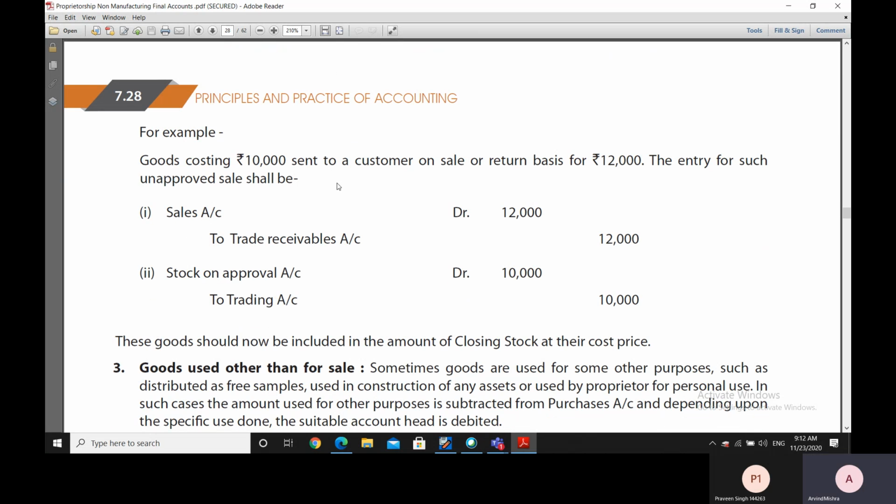if goods costing 10,000 rupees were sent to a customer on sale or return basis for 12,000 rupees, the entry of the unapproved sale will be made like this: we will debit the sales by 12,000 because earlier we had already credited sales by 12,000 rupees. So we are reversing the sale entry that we have made.